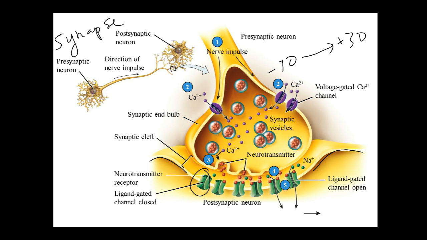When the ligand gate opens, ions can either move in or out depending on the type of gate that it is. So in this picture, we're saying that it's going to be a sodium ligand gate. Sodium carries a positive charge. That sodium is going to rush into the postsynaptic neuron and cause a graded potential. Now remember, graded potentials are only tiny movements. So we need to add these graded potentials together, which we call summation, and as long as they reach threshold, -55 at the hillock, we will get a new nerve impulse.